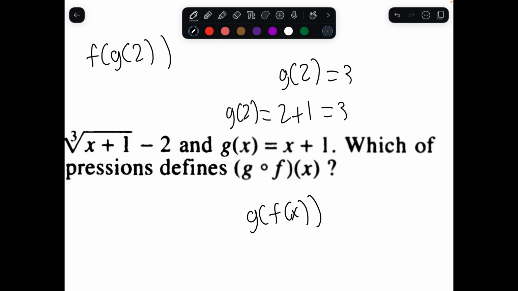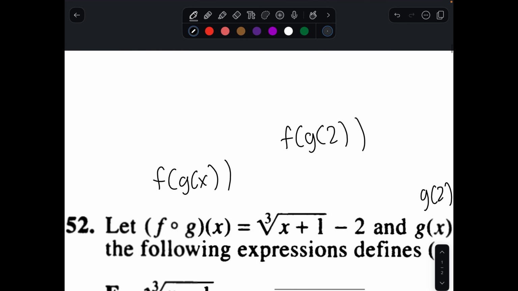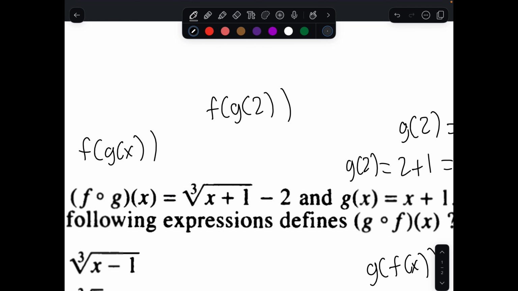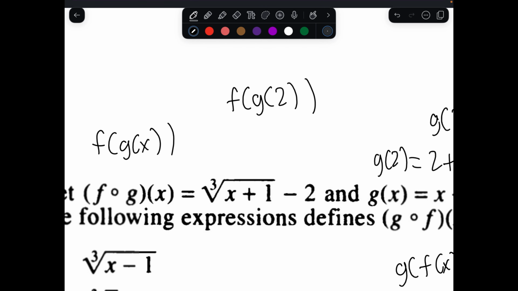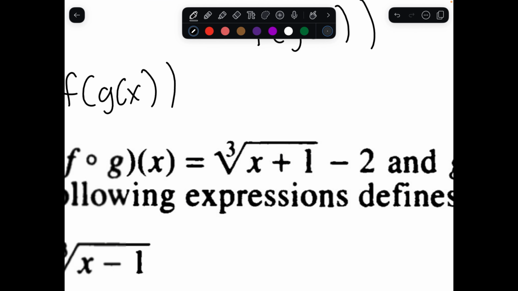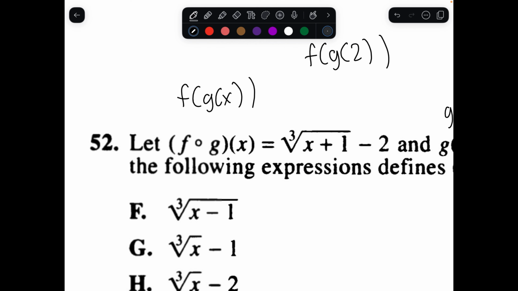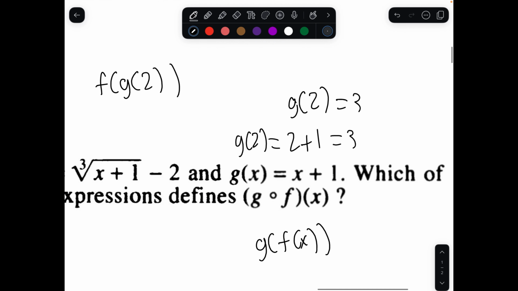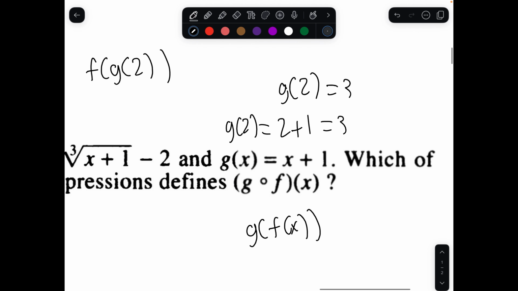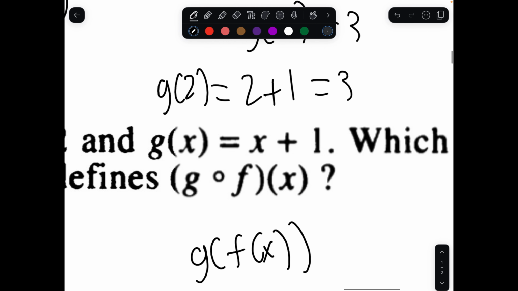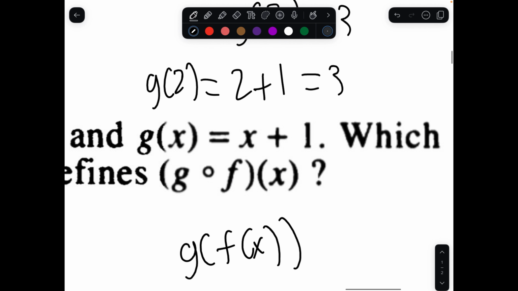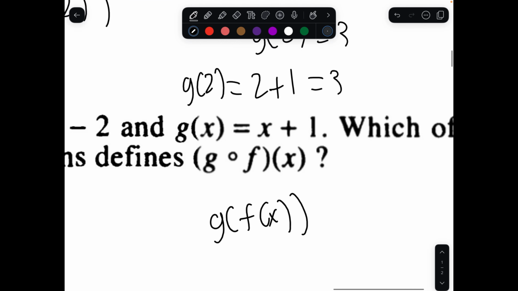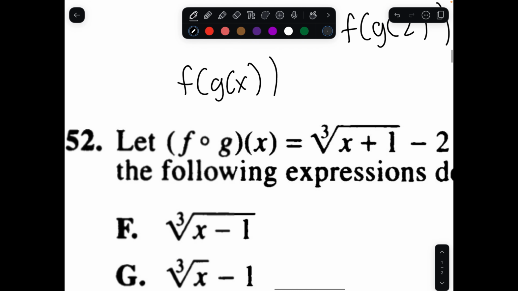G of 2 is 3. You would plug in 3 here, right? You would swap g of 2 with 3, and then you would plug in 3 into f of x. In this case, we don't have a number. So what we do is we would just plug in the expression x plus 1 into f of x.